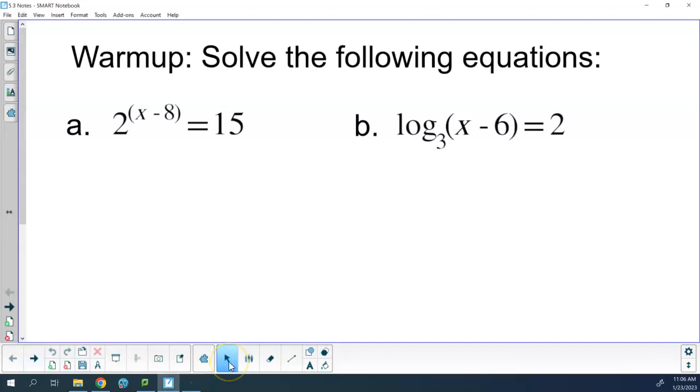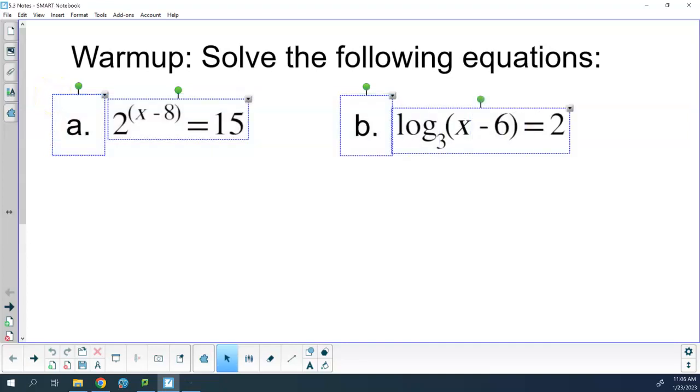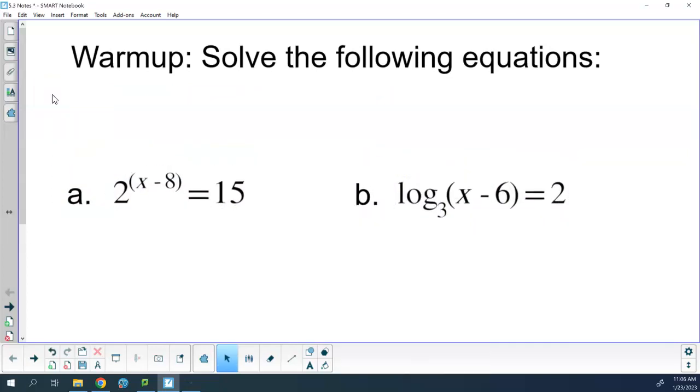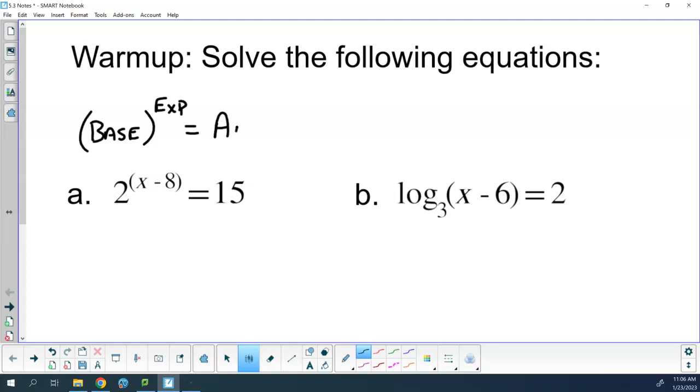Morning. Happy Monday. By this point in your logarithmic careers, you should have the change of forms memorized. Now, I'm not telling you how to live your life, but it's going to make your life a lot easier the quicker you get this memorized.